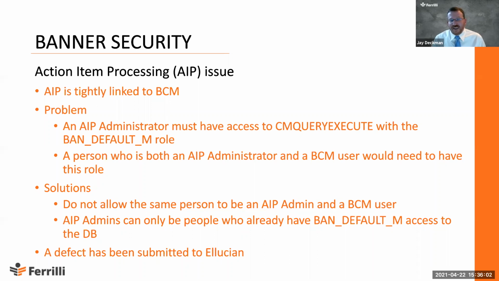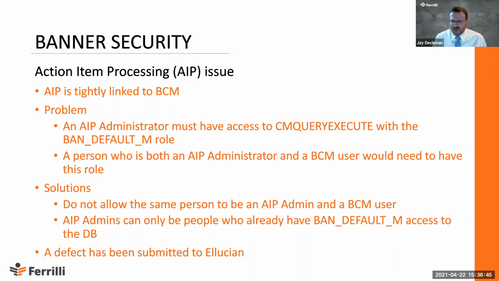The reason why I bring it up is that AIP is tightly linked to BCM. They share populations, they share queries, and they also share security. And that's where the problem arises: for someone to be an AIP administrator, they must have access to the CM query execute object with the BAN_DEFAULT_M role. And if someone is both an AIP administrator and a BCM user, then they're going to have that BAN_DEFAULT_M role. And the real problem is that that BAN_DEFAULT_M role gives you access to pretty much every single thing in the database. So you can get in there and see social security numbers, salaries, all kinds of information. Anything you want to find is going to be there.